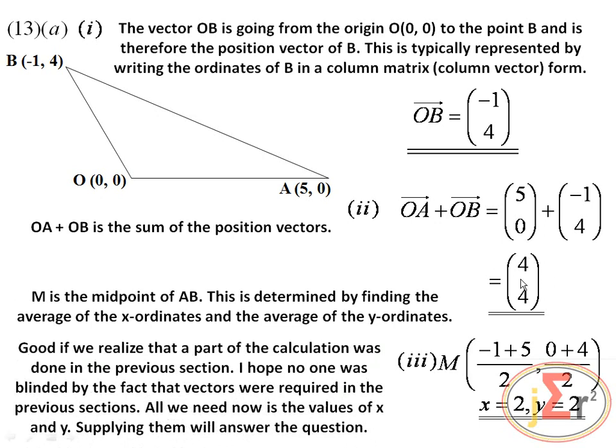Here, putting the values together. I hope no one was blinded by the fact that the vectors were required in the previous sections. All we need now is the values of x and y. Supplying them will answer the question. Maybe the examiners expected us to just put 4 over 2 instead of going through all of this, because we have values from the previous parts of the problem already.